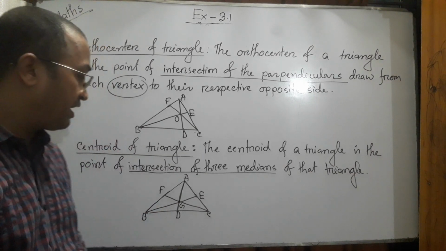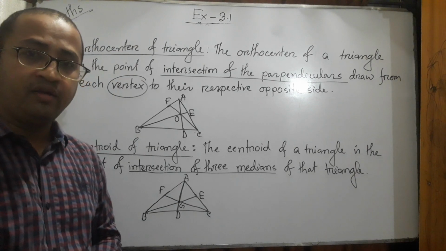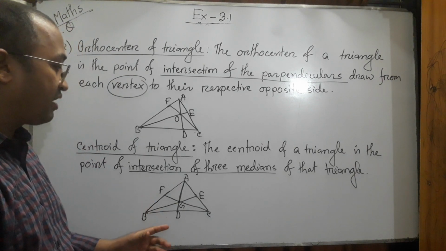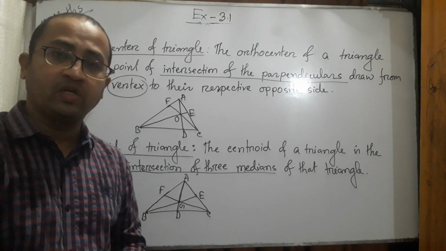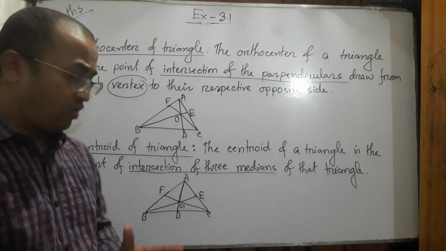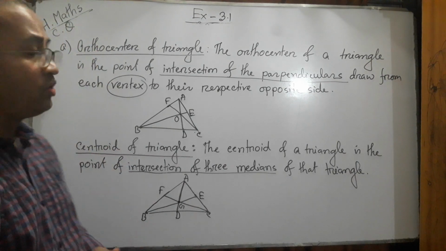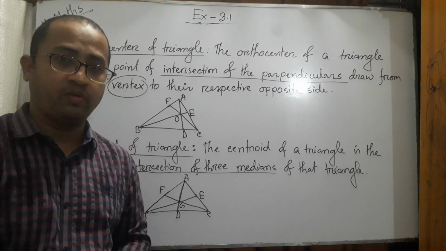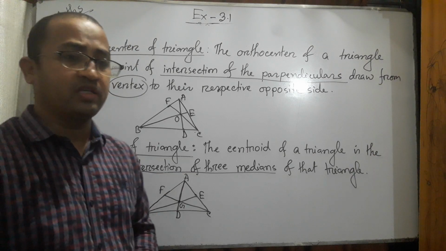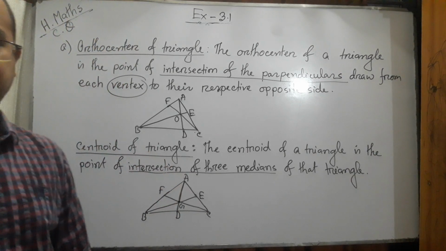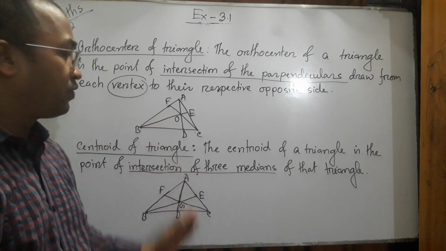In an isosceles triangle and equilateral triangle, the median becomes perpendicular. In that case, the orthocenter and the centroid are the same point. I hope that you have understood these two definitions. You should know the proper figure also.